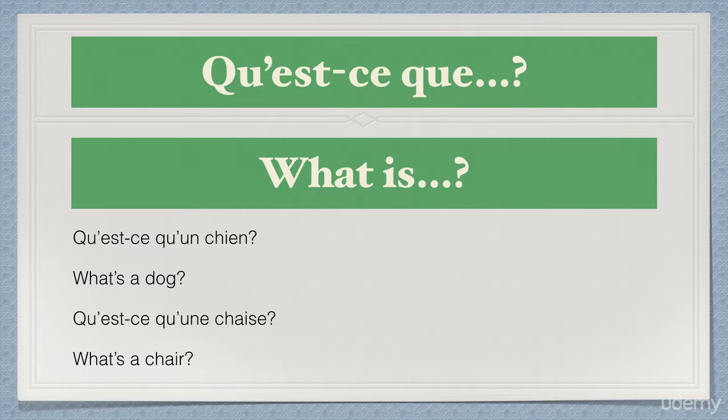And you'll notice that this is slightly different from English because in this question there's actually no verb. So we have qu'est-ce que, which just means what usually, and then we have un chien, which is a dog. So literally we would have what a dog. So the verb is implied. So qu'est-ce qu'un chien, which would translate as what's a dog or what is a dog.